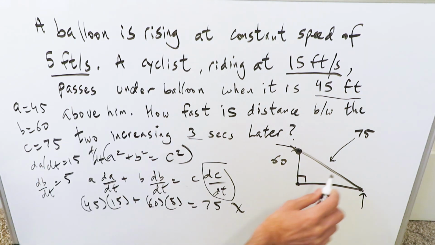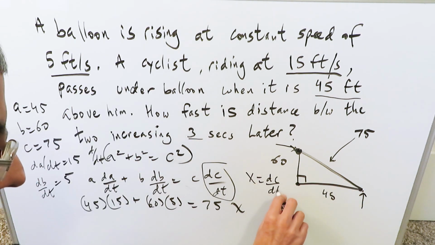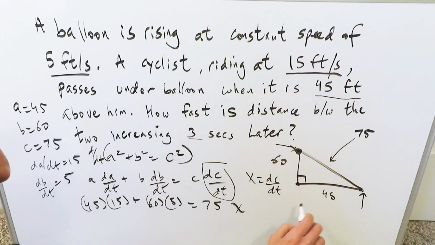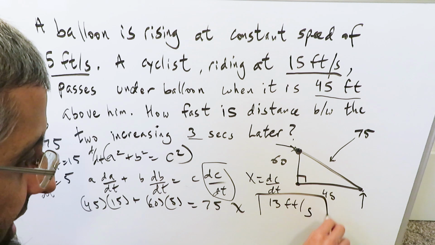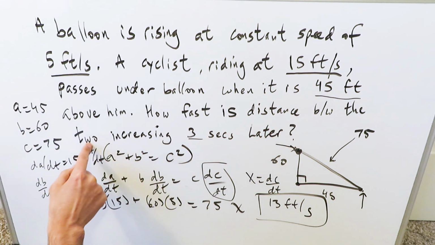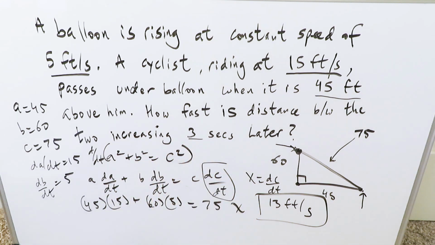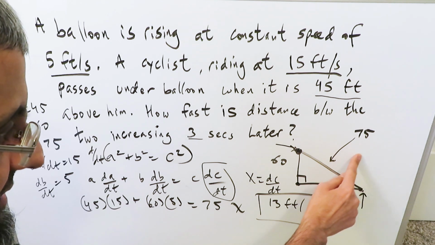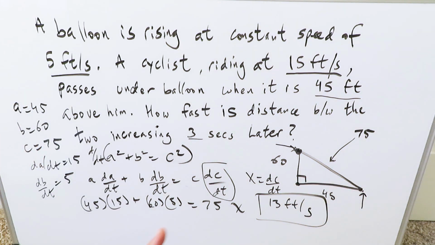What does this answer mean? x is equal to my rate of change of the distance between the two. The hypotenuse is changing at 13 feet per second. And this right here is my answer, and it will be correct. How fast is the distance between the cyclist and the balloon increasing 3 seconds later? Your answer is 13 feet per second at that particular instant in time. This dimension, the hypotenuse, will be changing at a rate of 13 feet per second.